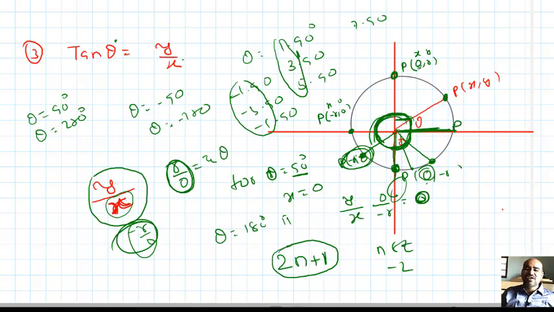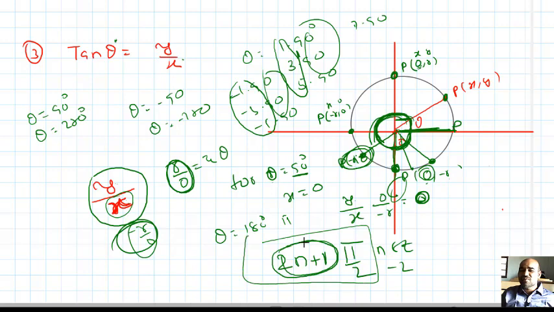Odd integer. Every odd integer should have the form 2n plus 1. So our thetas should not be of the form 2n plus 1 into 90 degrees, or in other words 2n plus 1 into pi by 2. Your angle should not be in this form. If your angles are in this form, tan is not defined. Means except these angles, tan is defined.